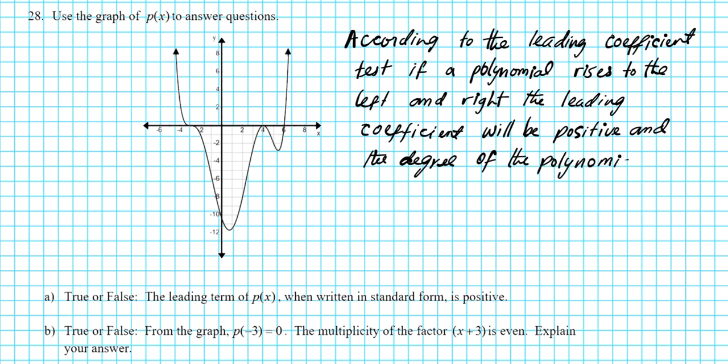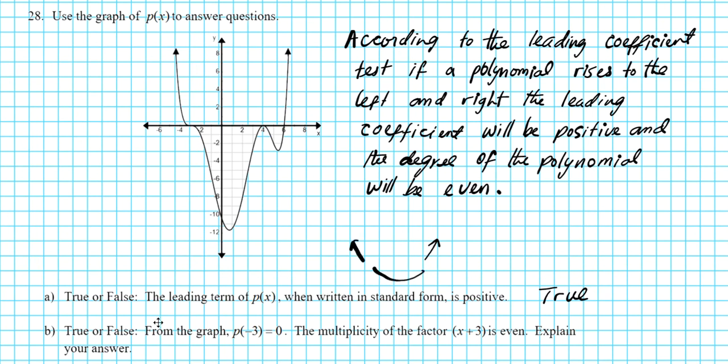Okay, so if it's even, it either rises or falls both to the left and right. If it's odd, they do different things. Okay, either it falls to the left and rises to the right, or it rises to the left and falls to the right. Okay, so true or false? The leading term of p of x was positive. Absolutely, this is true according to the leading coefficient test. Okay, it's going to have a positive leading term. So it rises to the left and rises to the right, just like a happy face.